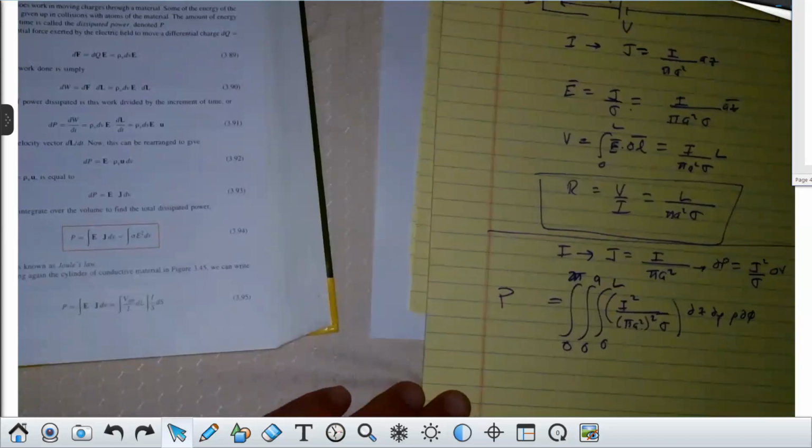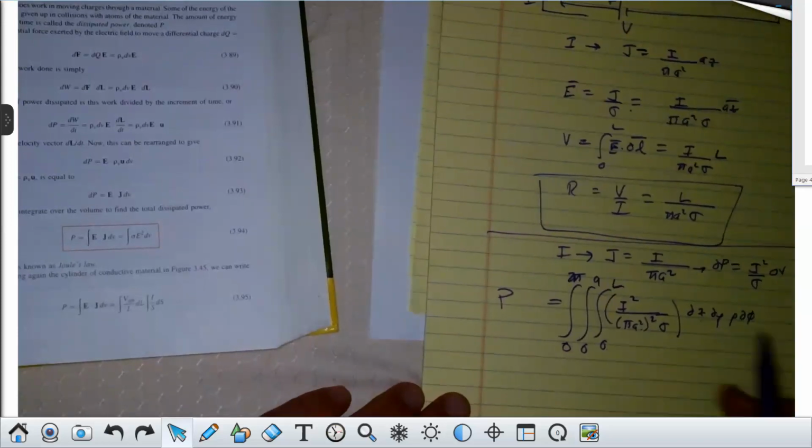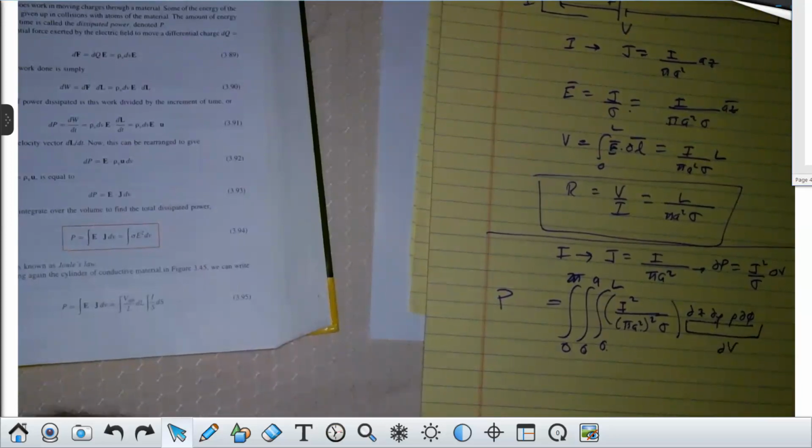Let me move it up again. dz goes from 0 to L, d rho goes from 0 to A, and d phi goes from 0 to 2 pi. Remember, this is a differential element of volume in cylindrical coordinates, isn't it? It's rho d phi, dz, d rho. That's this part. That's differential volume. Y'all agree with this, class? Y'all see it? That's J squared over sigma here. That's differential volume. You all with me?